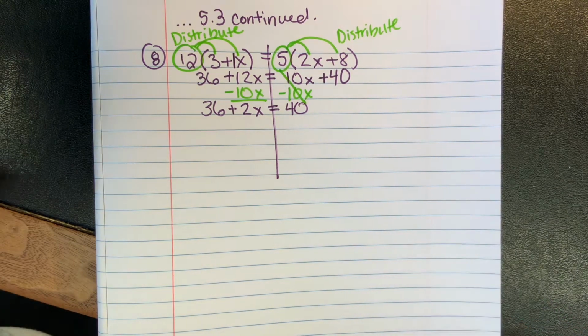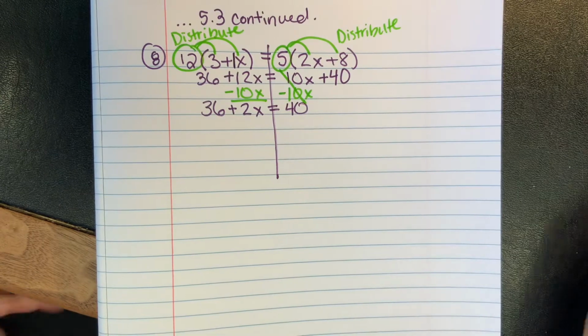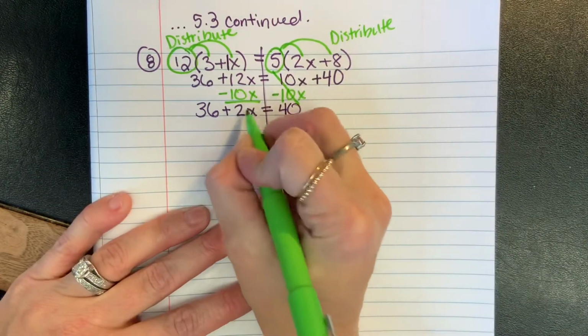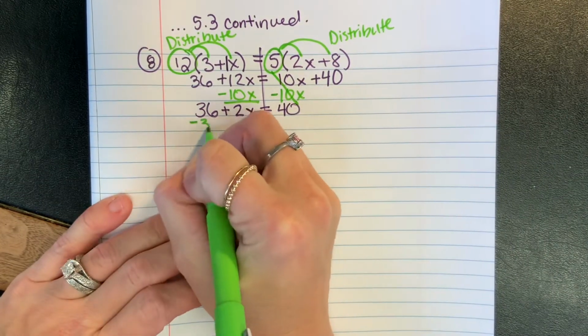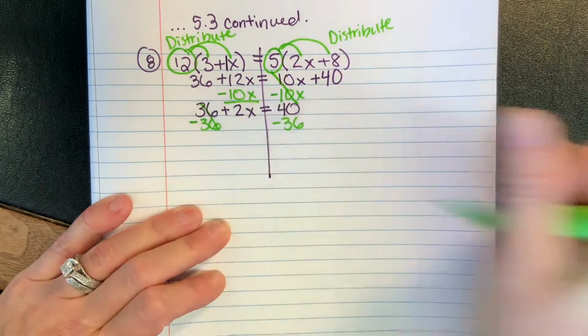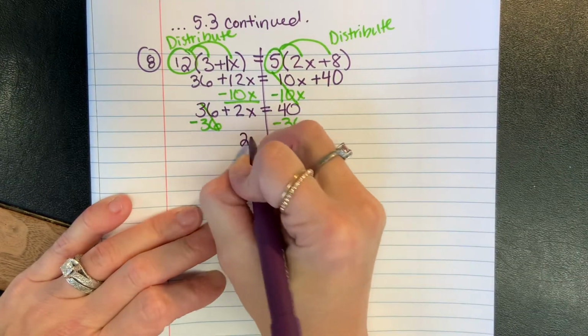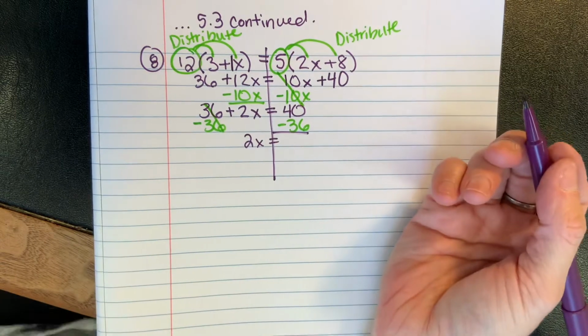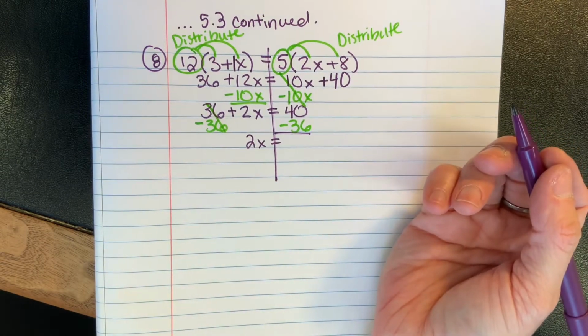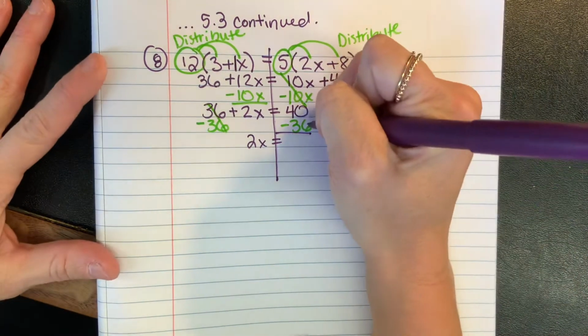Don't make things difficult. Make your work neat so I can grade it quickly. All right, here's my x on this side, so I need to get it by itself, so I'm going to subtract the 36. I'm left with 2x is equal to 40 minus 36, which is a nice little 4, right?